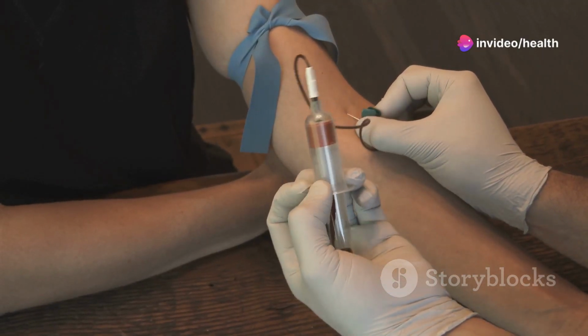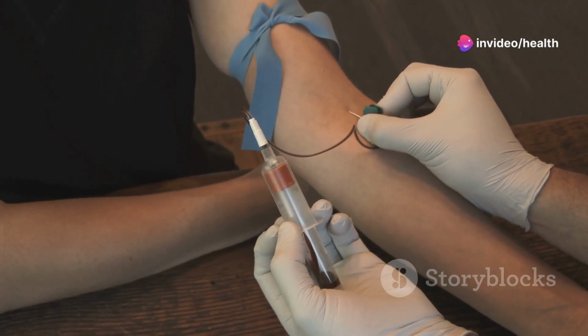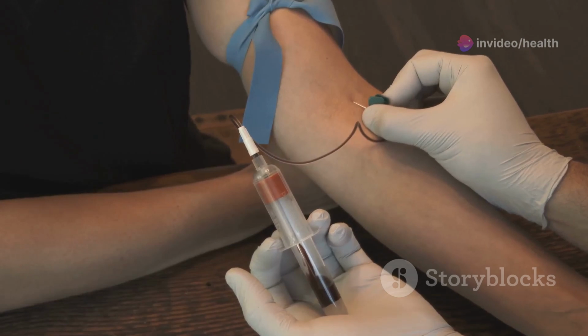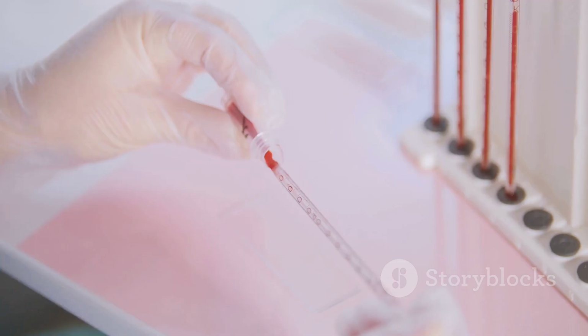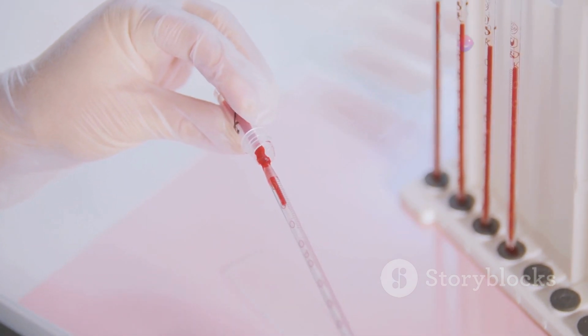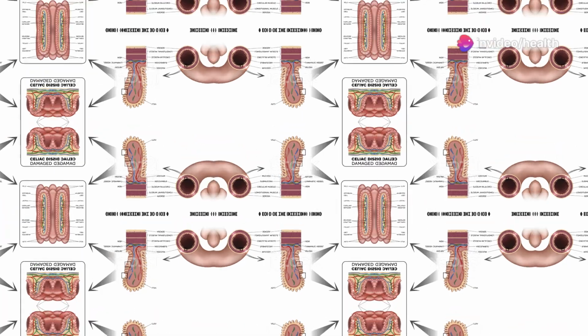Diagnosis typically involves blood tests to detect specific antibodies and a biopsy of the small intestine to confirm the characteristic damage to the villi. Screening for coeliac disease in individuals with risk factors is essential.